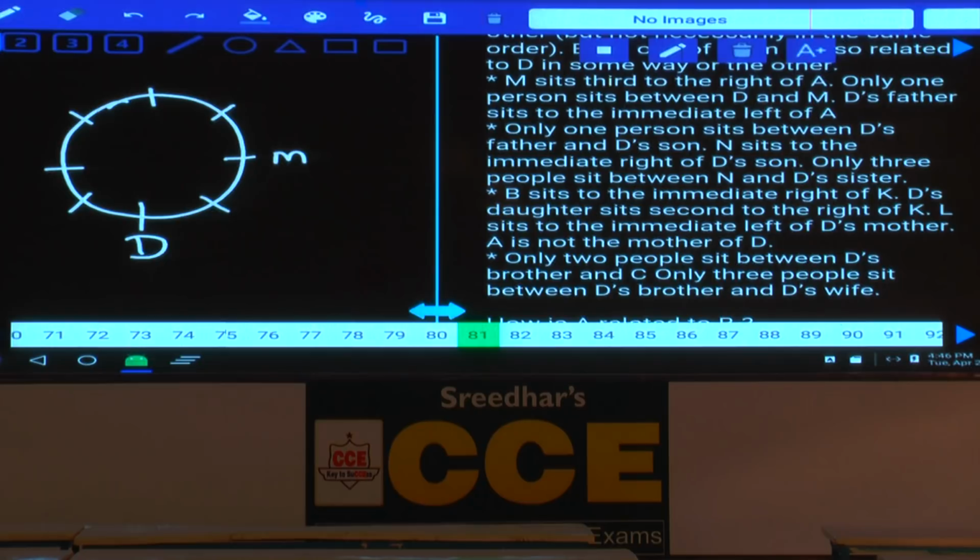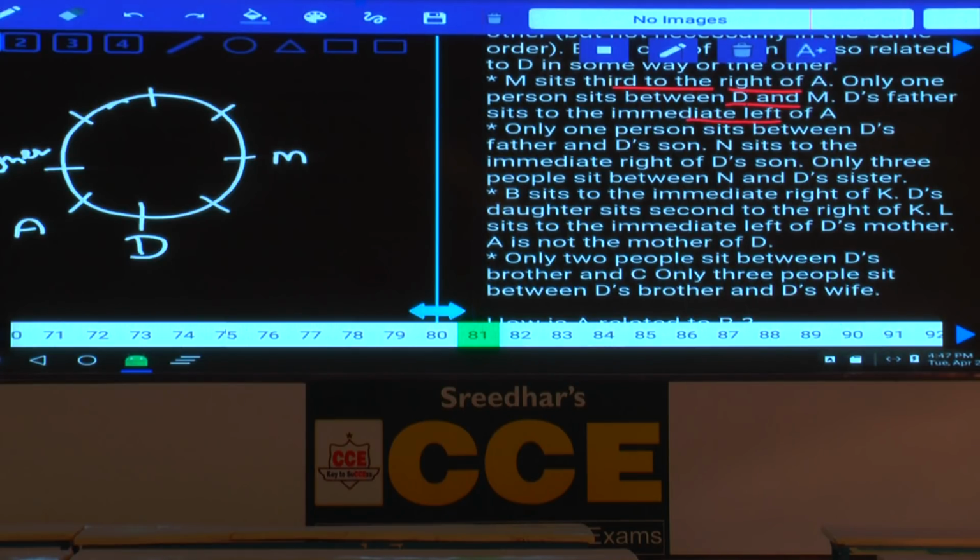And only one person between D and M. D's father sits to the immediate left of A. M is seated out to the right of A. Tell me what is the possibility here? Where should this A be? A must be here. Are you following this one or not? Because M sits out to the right of A, only one person sits between D and M. D's father sits to the immediate left of A. Then who will be here? The father of D must be here. We do not know who that person is. Whoever may be the person, that person must be the father. Hence father comes at this place.